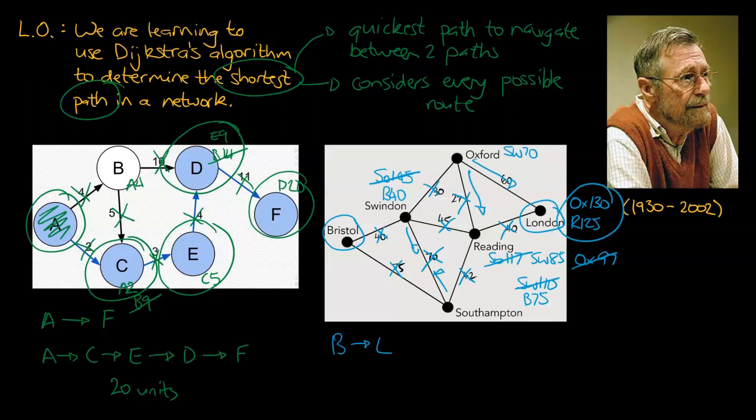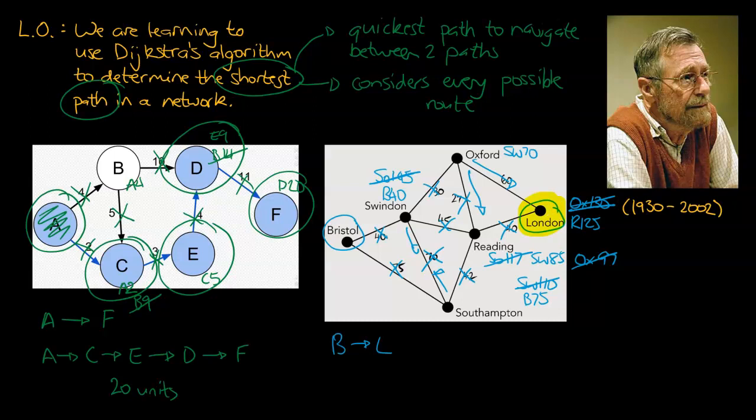And this is where it's a little bit different because there's two ways to get to London, whereas before there was only one way to get in. We could go via Oxford, which would take 130 minutes. We could go via Reading, which would take 125 minutes. So we're going to cross out Oxford because that takes 5 minutes slower.